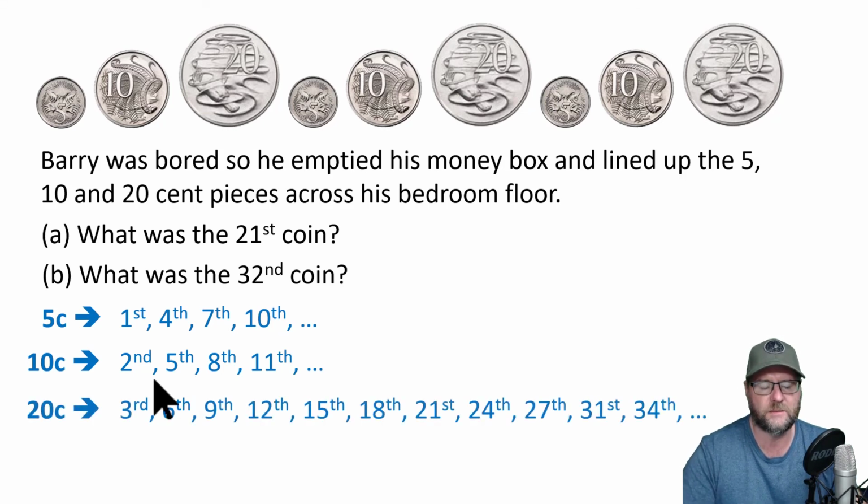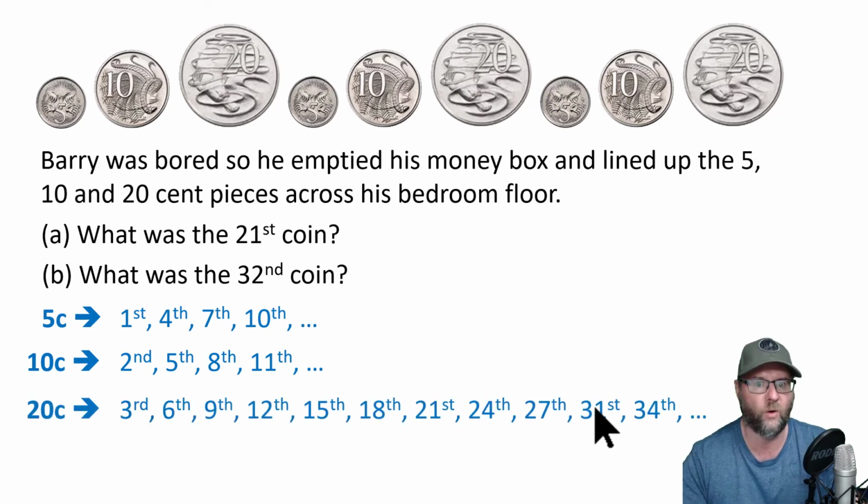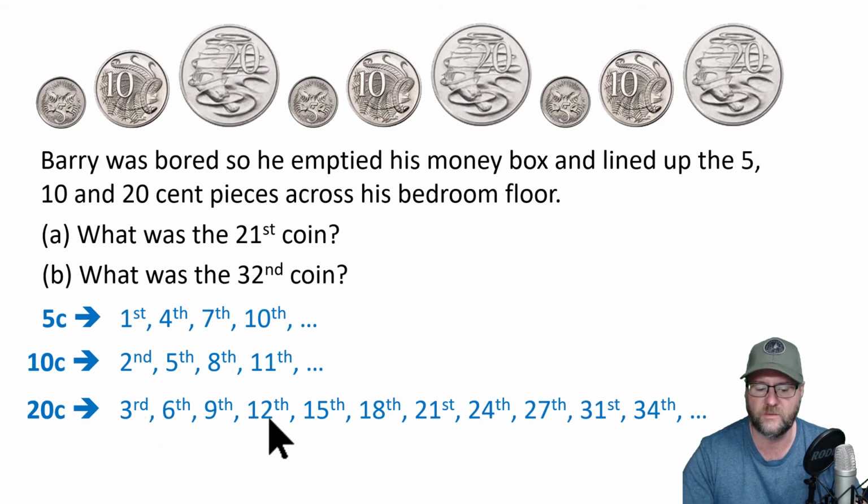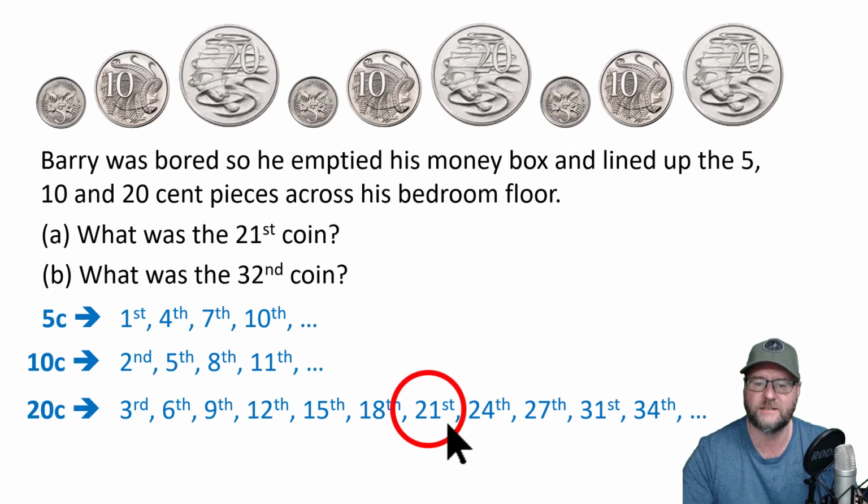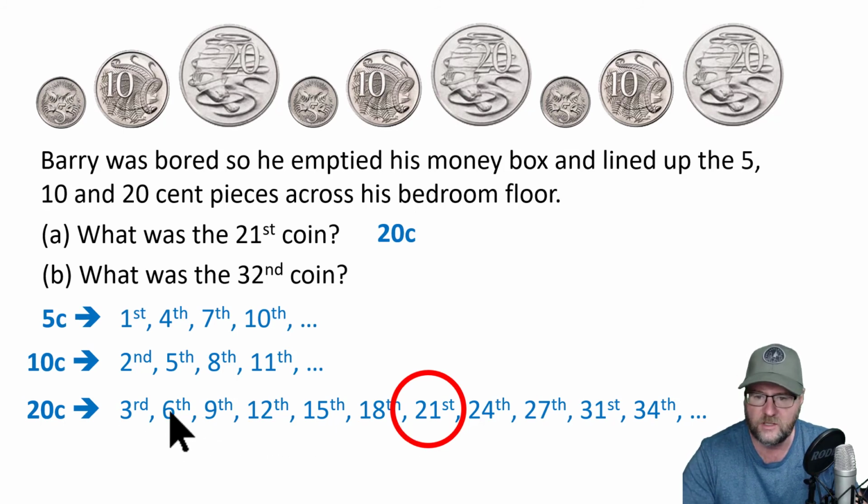I'm going to take the 20s. I'm going to run this one right out, so I don't have to write out all of them now. I just have to write out the 20s. Okay, that will be the 3rd, 6th, 9th, 12th, etc. So having a look here, what was the 21st coin? Well, looking at my pattern of 20-cent coins, I can see that the 21st coin was, in fact, a 20-cent piece. Looking at my pattern, since I could see that they're going up by 3 every time, I can just write out multiples of 3, and I can see that the 21st was a 20 cent.